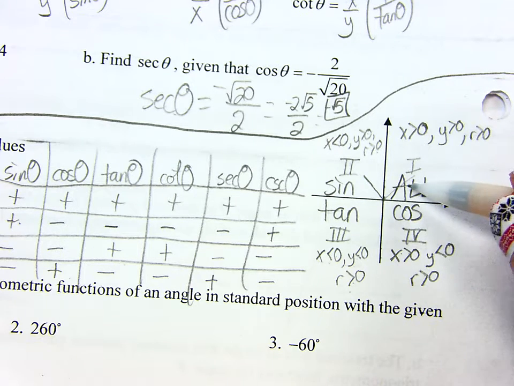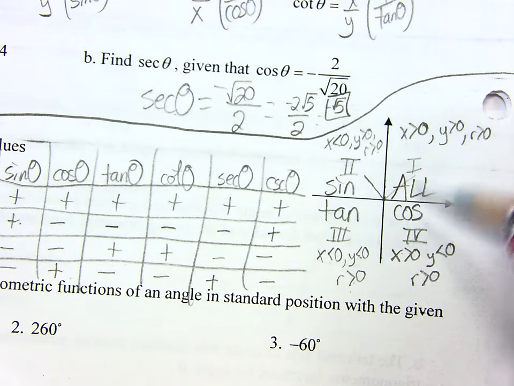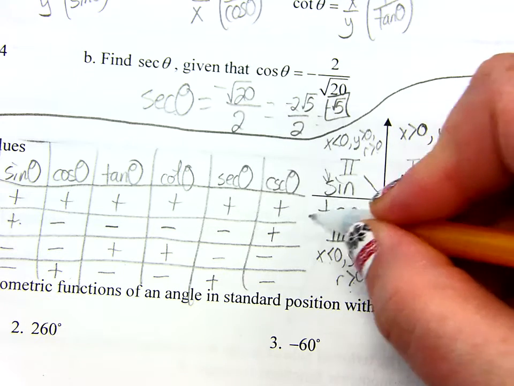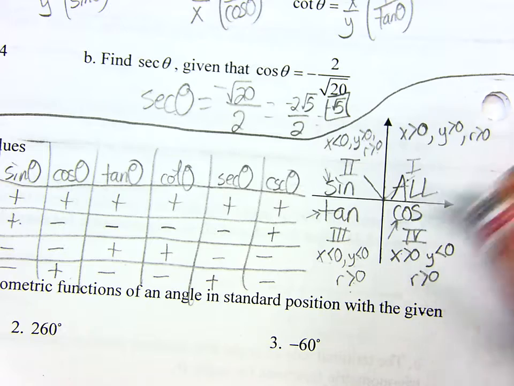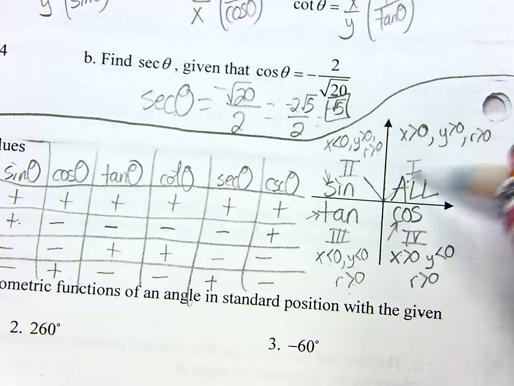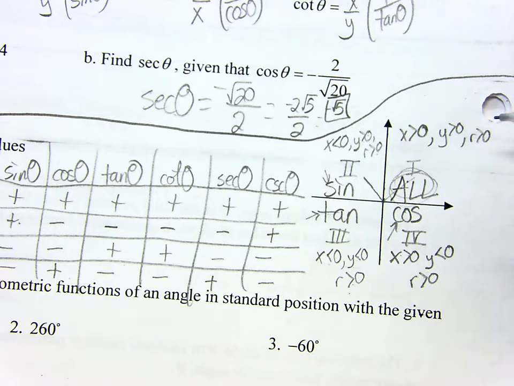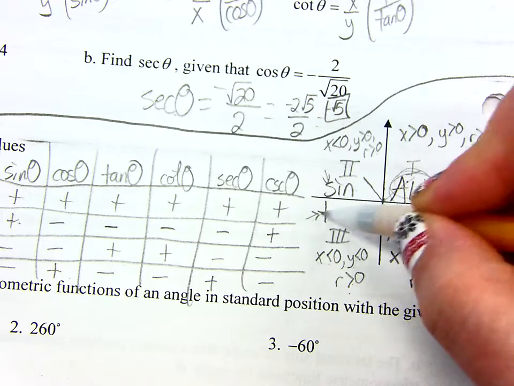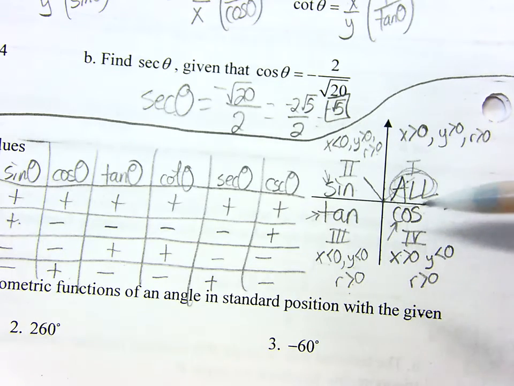And we have a cute little saying as you go through the quadrants. It's All, and then we just use the S, Students Take Calculus. I know it's not true, but it's an easy saying to remember. All, so everybody's positive in the first. Students for sine, Take for tangent, Calculus for cosine.